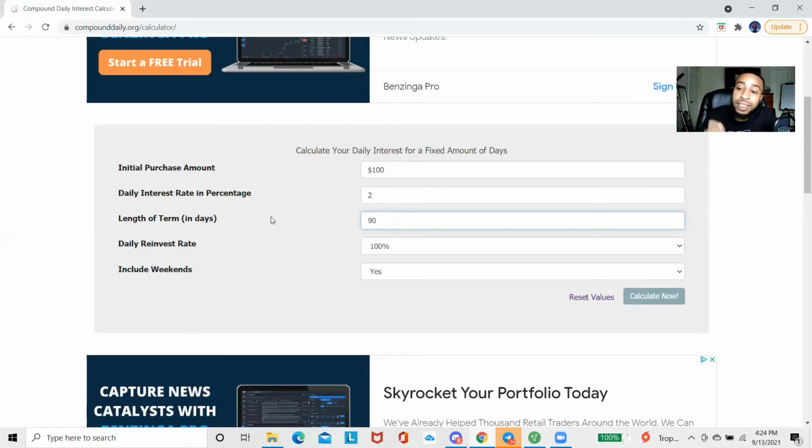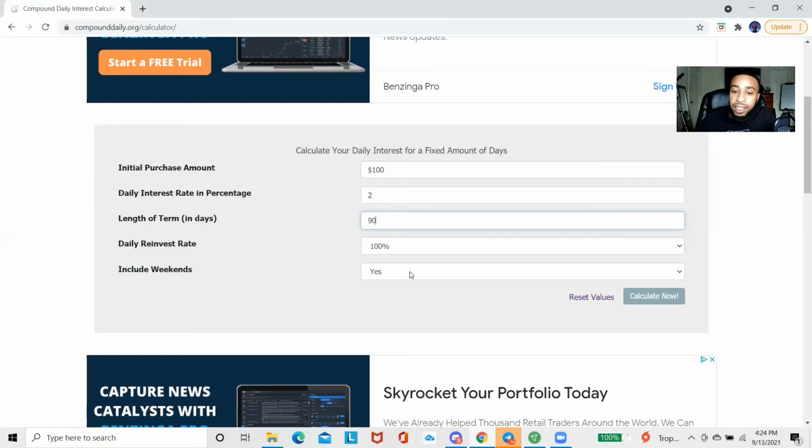Daily reinvestment rate is going to be 100%. That simply means every time I make new profit, I'm going to add the profit to my balance, and then I'm going to be able to use that new amount to calculate my percentage. So if I made $10 off of this $100 account, now I'm going to be working with $110. So my percentages are now going to be based off of 110 versus 100. That's why you want to always make sure you do 100% reinvestment. If you do not change the reinvestment to 100%, it's going to drastically change a lot of the numbers.